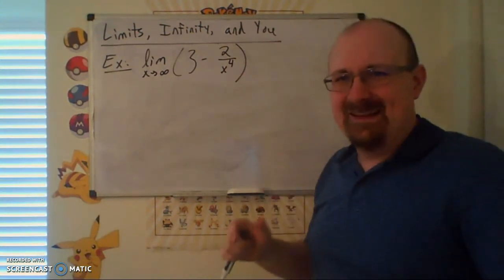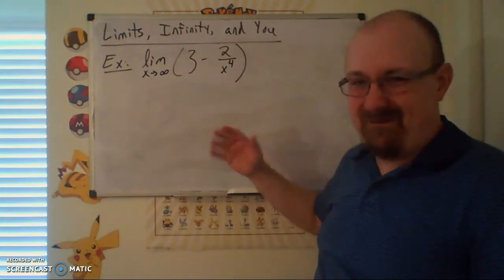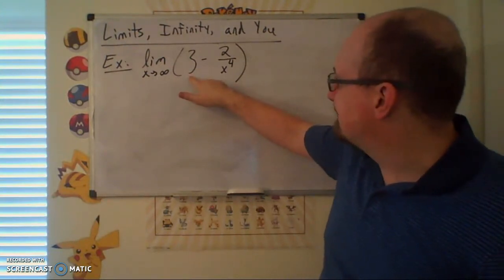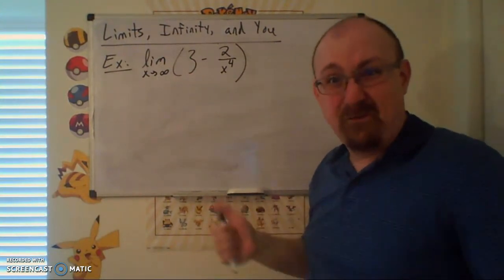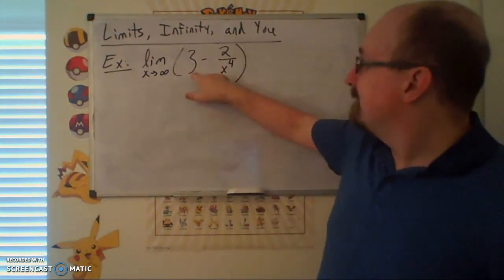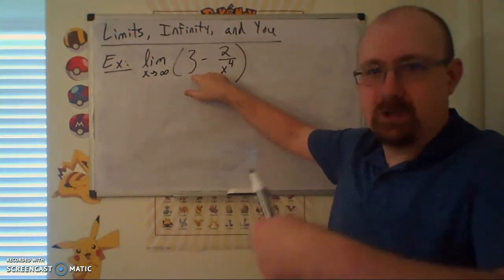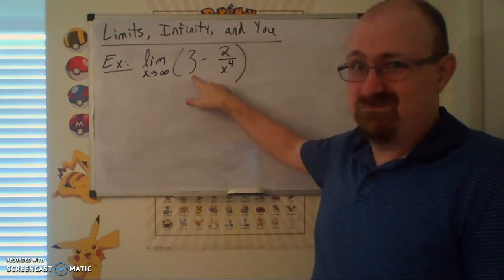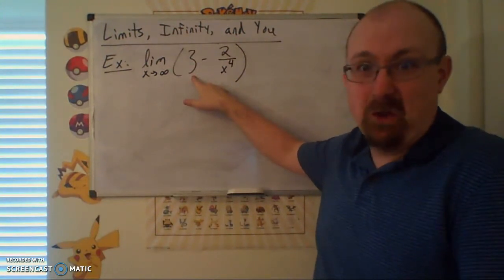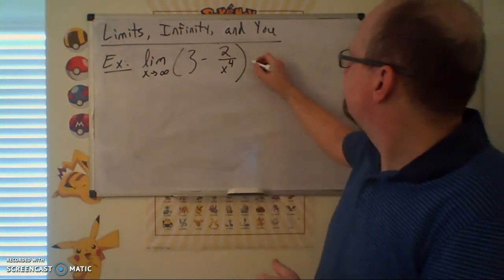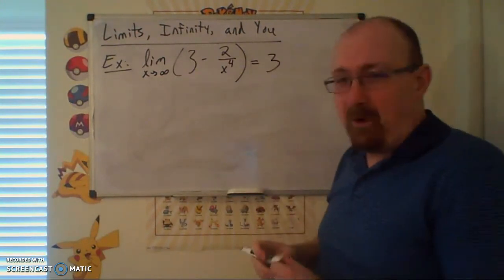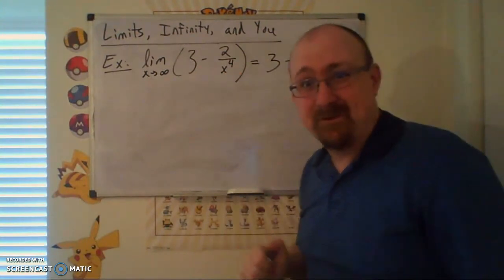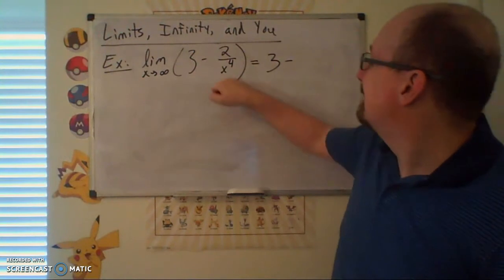Technically we can use our limit law. I haven't explicitly proved that, but it would work so long as all the limits exist. We can consider this piece and then this piece and then take the difference of the two individual results. Now, as x gets larger and larger, does 3 care? Not really. 3 just wants to be left alone and get to be 3. So that part is okay.